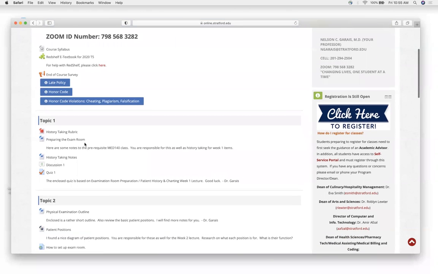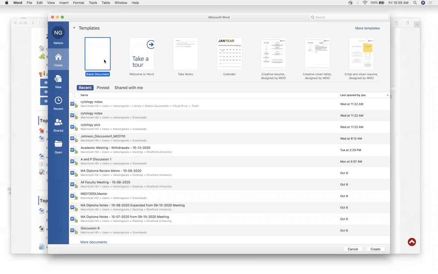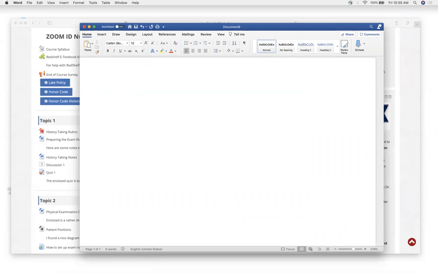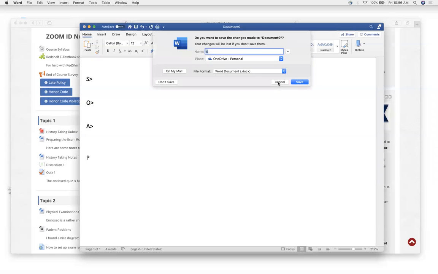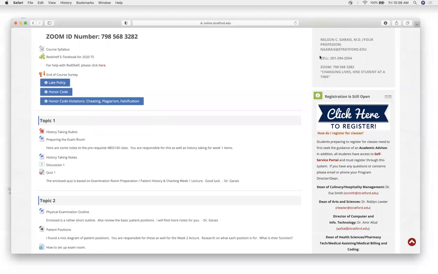So this week's topic is history taking and preparing the exam room. If you were in my medical terminology class, in order, the process that we go through to medically manage our patient looks like SOAP notes. S-O-A-P. Let's talk about history taking notes. We'll talk about preparing the exam room shortly.